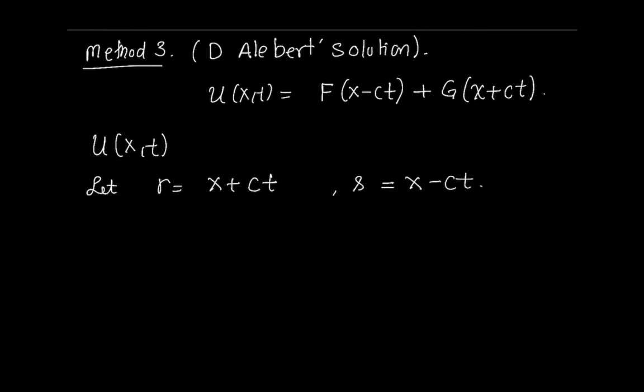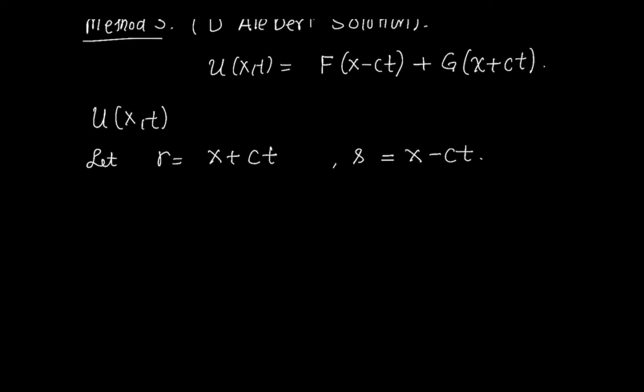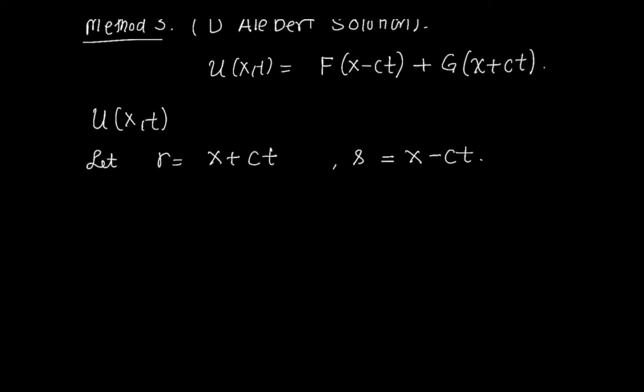Why did I make this change of variable? From the idea that the solution is going to look like x minus ct, x plus ct, and travel in two different directions. So that's why I change my variable into this. And you will see this change of variables will magically do something to the equation, which is easy to solve. We will easily solve that equation.